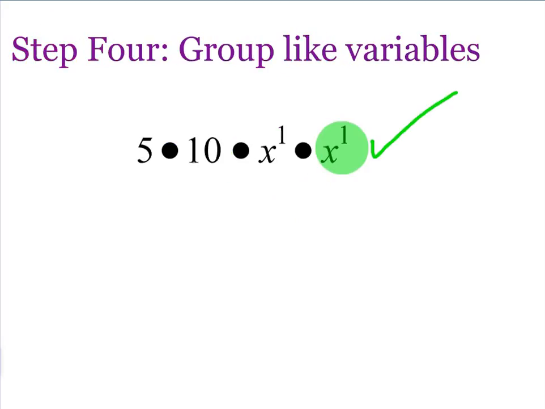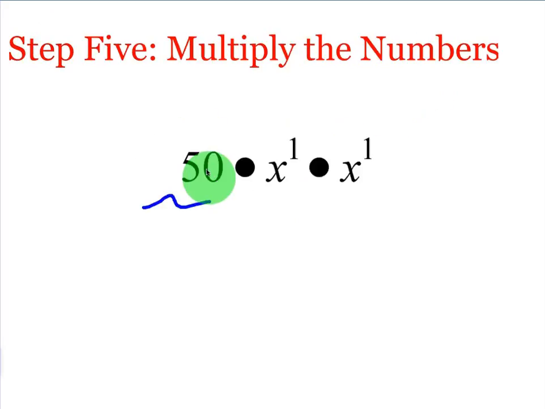Okay, and so 5 times 10 is just 50. That's step 5. That's all you have to do. Just multiply those numbers together, and that's why we reordered them, just so that we multiplied them correctly. Okay, you're going to learn when you do math, the more steps you do, the fewer mistakes you make, and that's what we're doing for now.